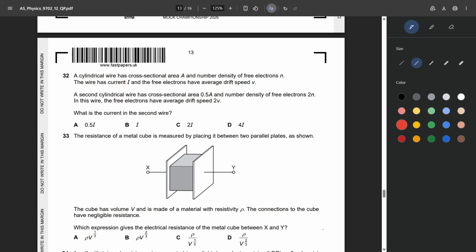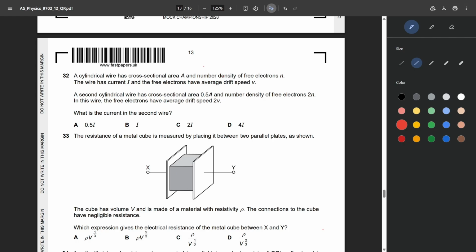A cylindrical wire has cross-sectional area A and number density of free electrons n. The wire has current I and free electrons have average drift speed v. A second cylindrical wire has cross-sectional area 0.5 A and number density of free electrons 2n. In this wire, the free electrons have average drift speed 2v. What is the current in the second wire?